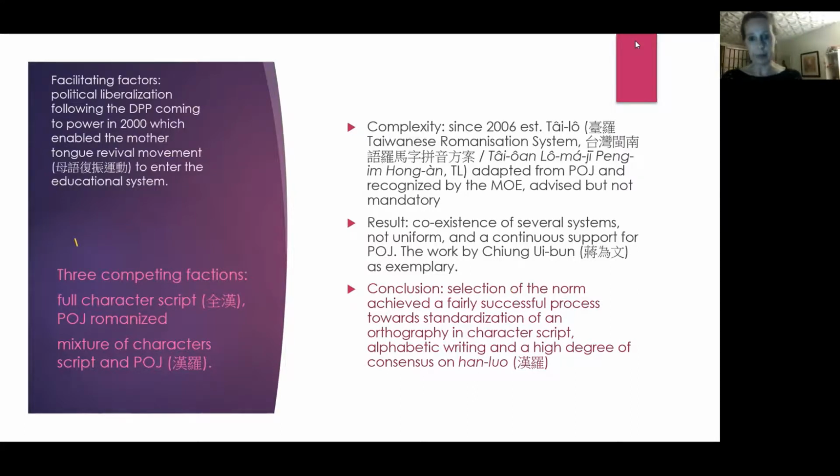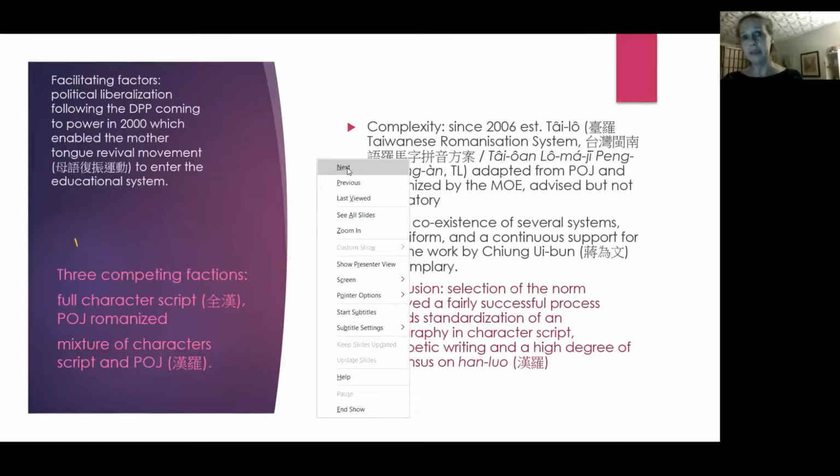So I'm not venturing at this moment into the number of intellectuals and amateurs who came up with, we invented yet another written script for Taiwanese. So these are not really in the discussion.